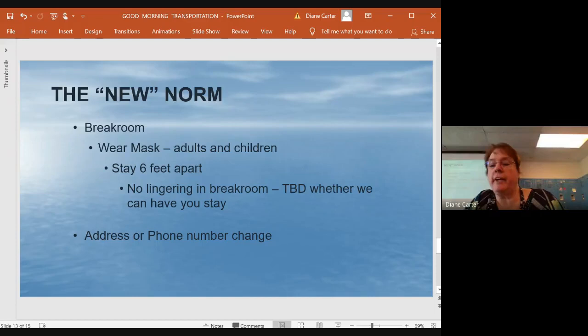Could we still use the microwave and take our food to our cars? Yes, you can use the facilities, you can use the refrigerator, you can use the microwave. There's still going to be coffee, because I know that some of you guys just wouldn't be able to handle it without getting coffee in the morning. We will have coffee. Whoever normally makes it can still make the coffee.